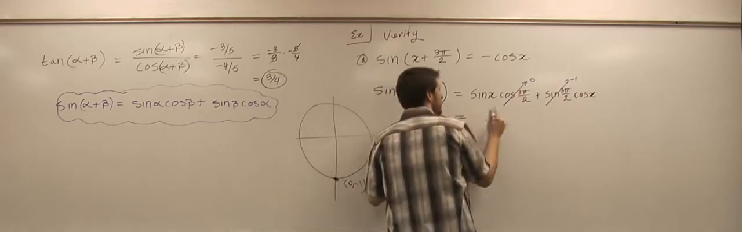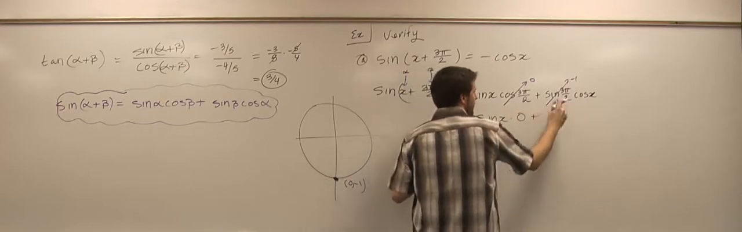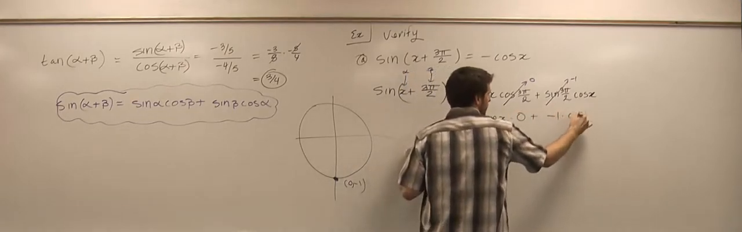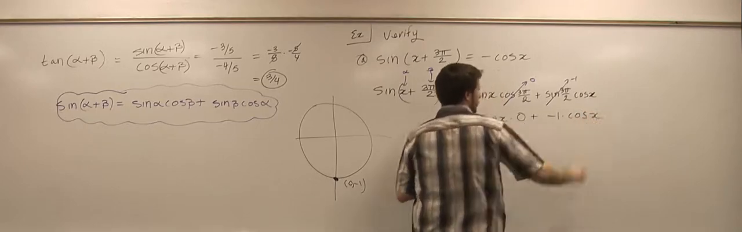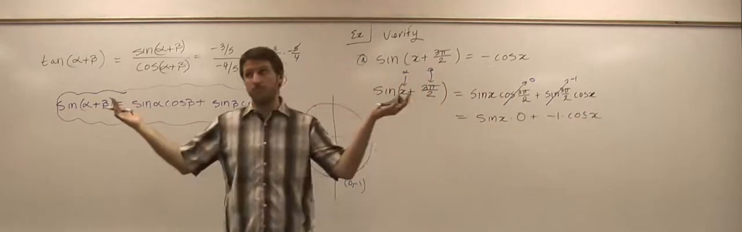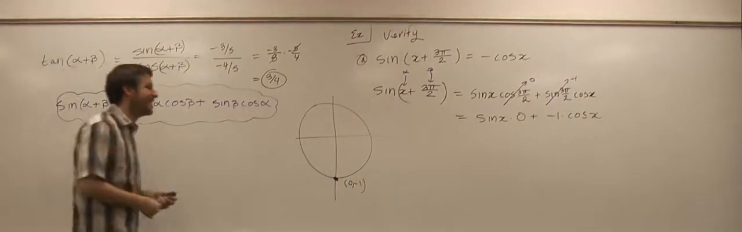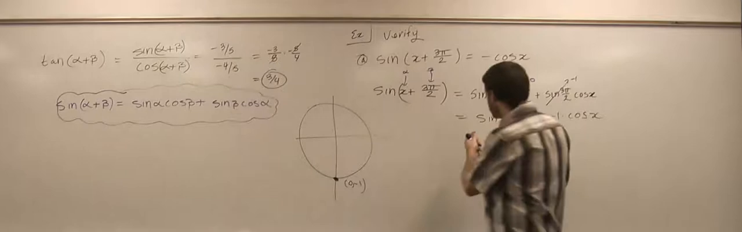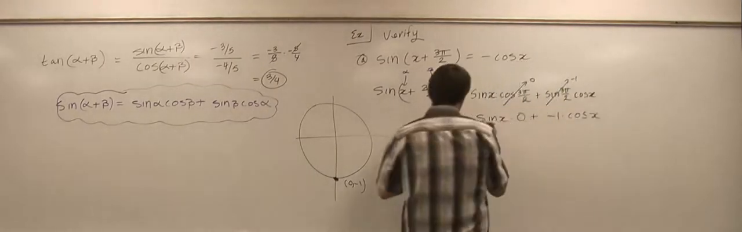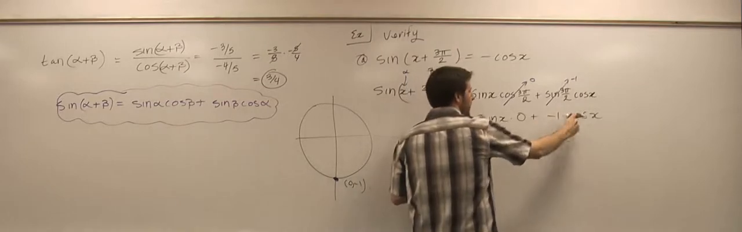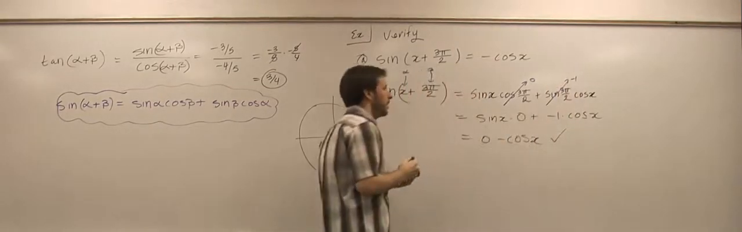So instead of writing cos 3 pi over 2, I'll write times 0. And instead of writing sine 3 pi over 2, I'll write times negative 1. And then you're done, right? Now you can put your check. Because sine x times 0 is just 0, this is gone. And negative 1 times cos x is just negative cos x. So it checks out.